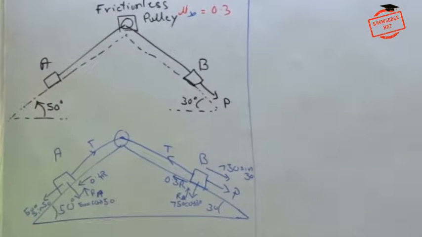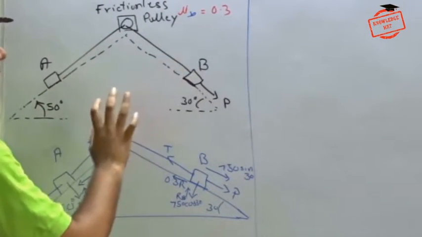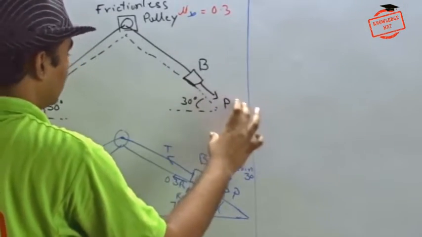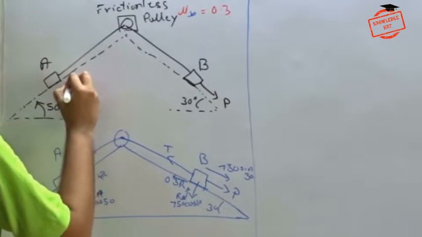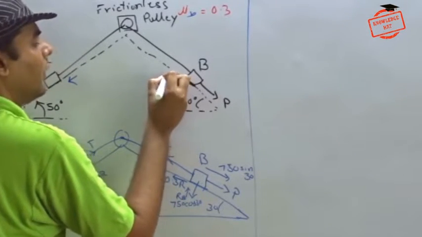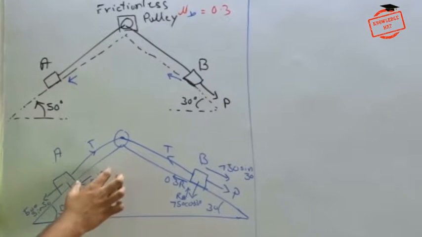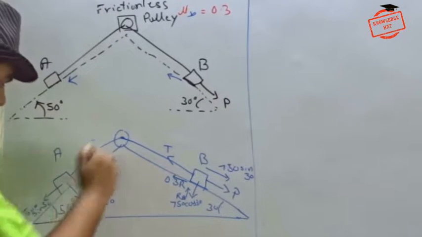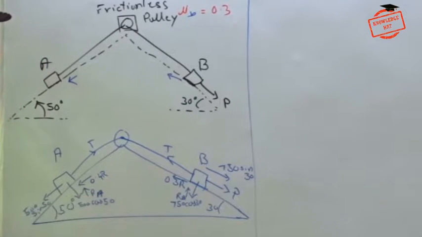Now we also have to calculate for a condition that block B moves downwards. So when B moves downwards, A will move upwards. So the direction of friction for A will be in downward direction, and the direction of friction for B will be in upward direction. So the friction is given by 0.4 into R using Coulomb's law for block A in downward direction, and 0.3 into R in upward direction for block B.